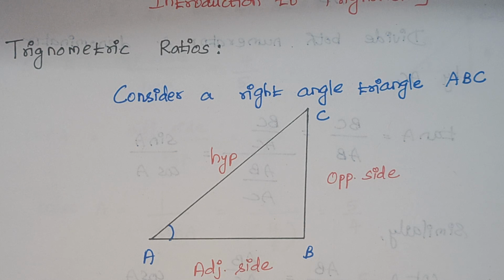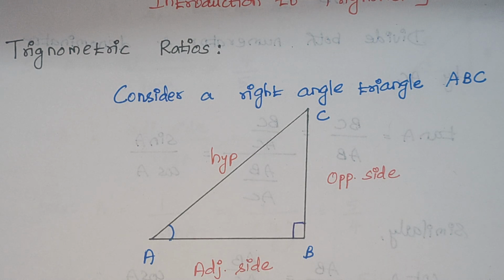So what do you mean by a right angle triangle? A triangle in which one angle value is equal to 90 degrees is known as a right angle triangle. Here in this diagram, we have the triangle ABC. Here the angle B is said to be right angled, that is, it holds an angle of 90 degrees, right?